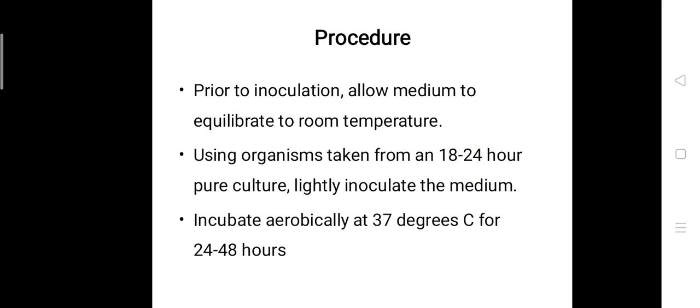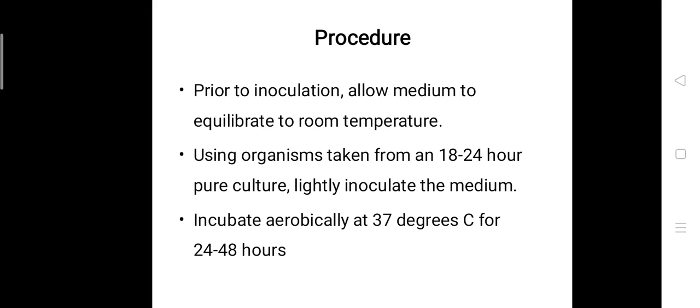Let us see the procedure of this VP test. Prior to inoculating the bacteria into the glucose phosphate broth, we have to allow the broth to equilibrate to room temperature. Most probably, before we start the practical, we have to take out the broth and keep it at room temperature so that it equilibrates.